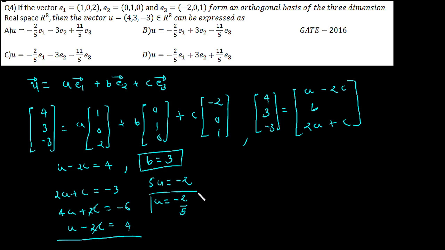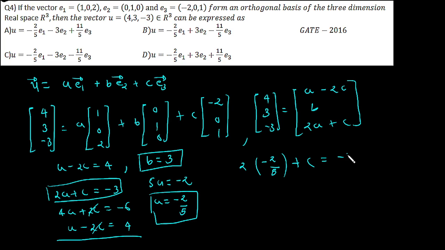Now we have found the values of a and b. We have to find the value of c. So let's simply put the value of a in this equation. So 2 into minus 2 by 5 plus c, which we have to find, equal to minus 3. So here minus 4 by 5 plus c equal to minus 3. So we are getting minus 15 plus 4, which is minus 11 by 5. So we have found the value of c also, which is minus 11 by 5.